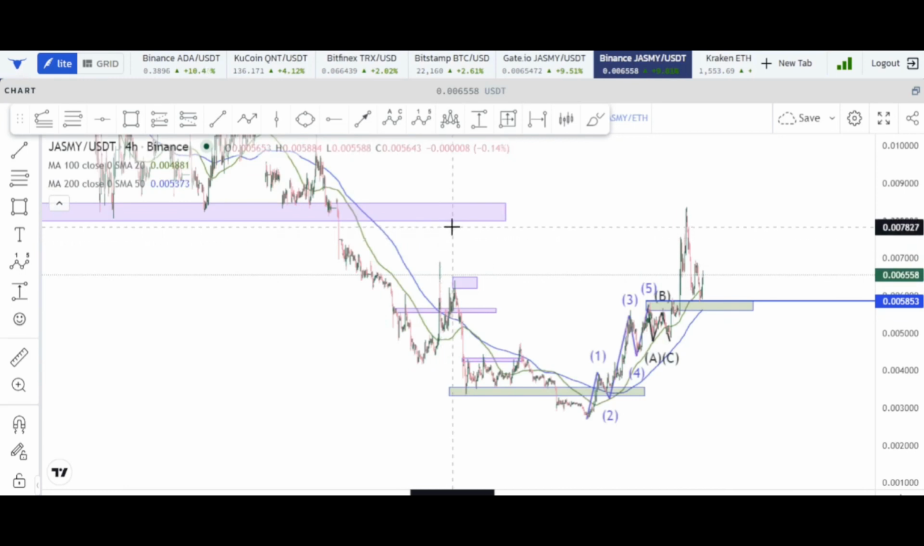Obviously this is just my own opinion. I'm not telling anyone to buy or sell Jasmy. This is just my own opinion, not financial advice.